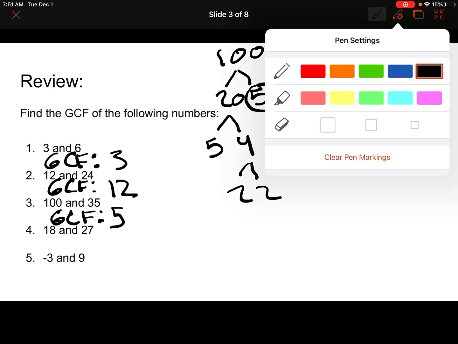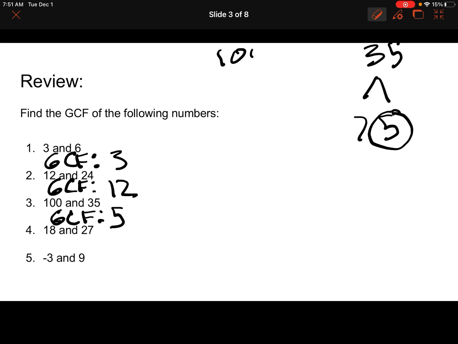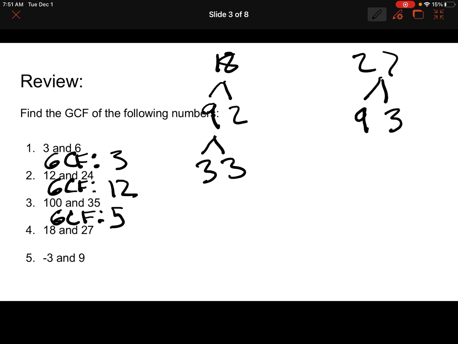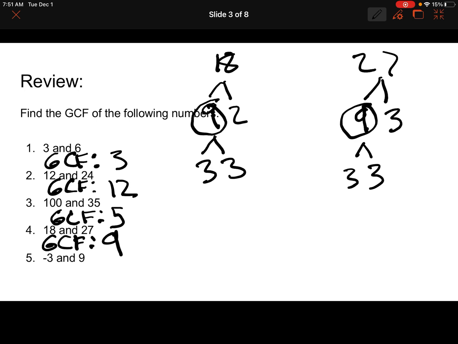All right, now 18 and 27. 18 is divisible by 9 and 2. 9 is divisible by 3 and 3. 27 is divisible by 9 and 3. And 9 is obviously 3 and 3. So clearly we can see here that 9 is the greatest common factor between the two of these, right? So our GCF is 9.